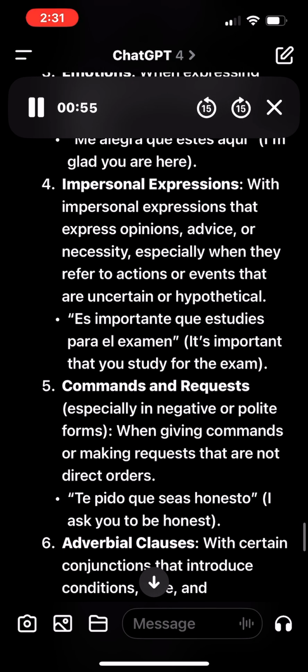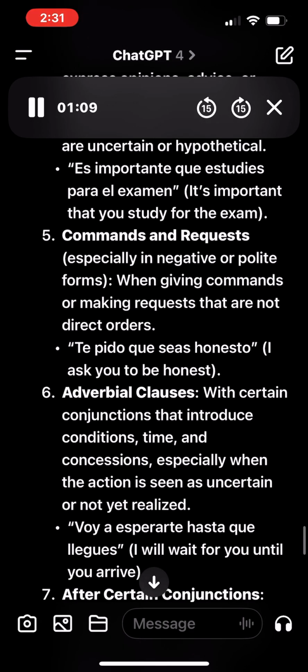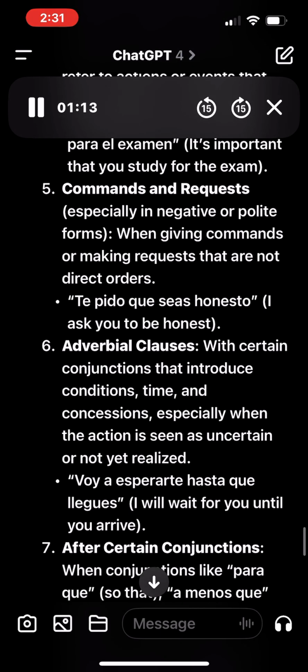4. Impersonal expressions. With impersonal expressions that express opinions, advice, or necessity, especially when they refer to actions or events that are uncertain or hypothetical. Es importante que estudies para el examen. It's important that you study for the exam. 5. Commands and requests, especially in negative or polite forms, when giving commands or making requests that are not direct orders. Te pido que seas honesto. I ask you to be honest.